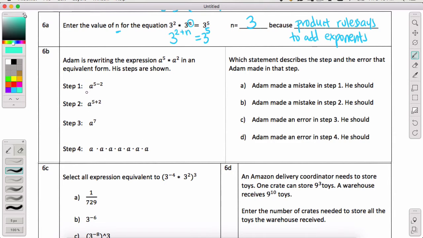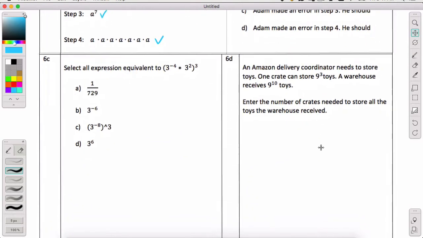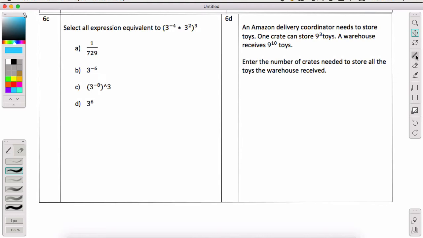I can tell you, looking at it, that we know that we can't subtract exponents, so I'm going to say that Adam made a mistake in step 1. So A, Adam made a mistake in step 1. Then if we look here, 5 plus 2 is 7, so that step 3 does come from step 2, and there are 7 A's here, so that step does come from this step. So this would be the problem here. And there won't be any errors on the actual quiz, but this is the practice version. Looks like there was some editing mistakes.